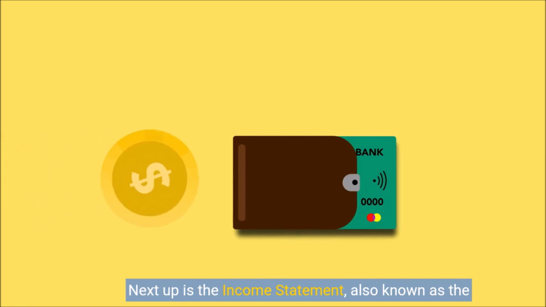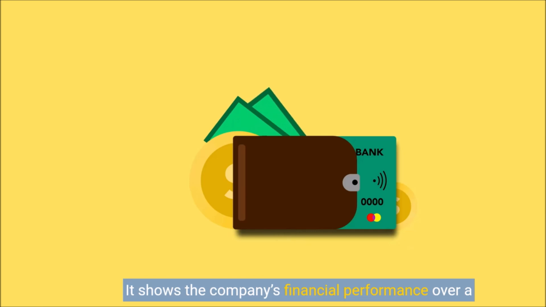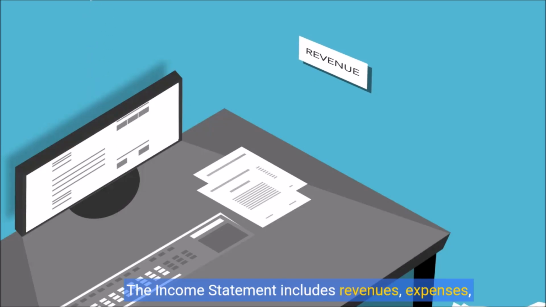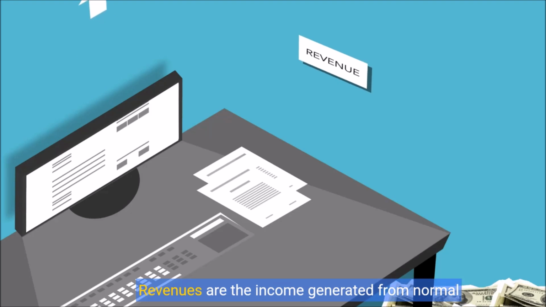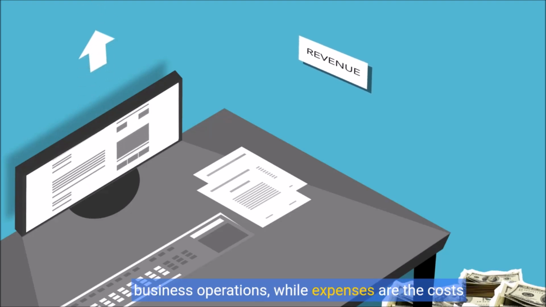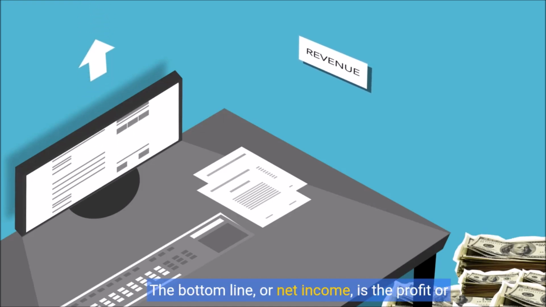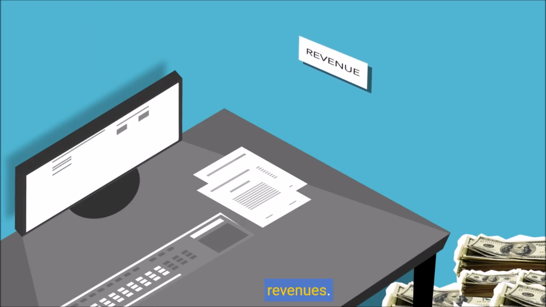Next up is the income statement, also known as the profit and loss statement. It shows the company's financial performance over a specific period, typically a quarter or a year. The income statement includes revenues, expenses, and profits or losses. Revenues are the income generated from normal business operations, while expenses are the costs incurred to earn those revenues. The bottom line, or net income, is the profit or loss after all expenses have been deducted from revenues.